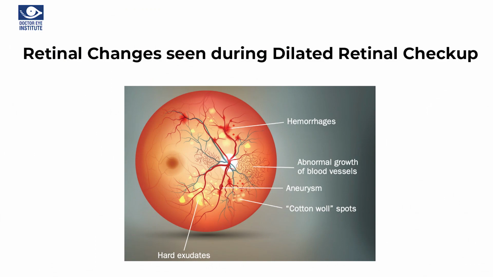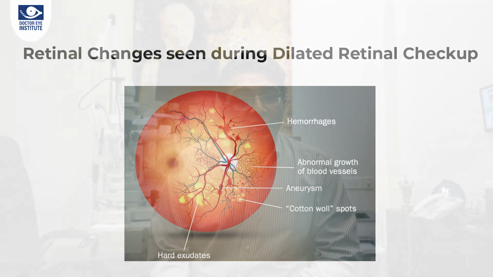These changes in early stages of diabetic retinopathy include retinal hemorrhages or red dots on the surface of the retina, retinal cholesterol deposits or yellow dots on the retina, and cotton wool spots or white patches on the surface of the retina. And these changes may be present in the retina even before the patient experiences any visual symptoms.